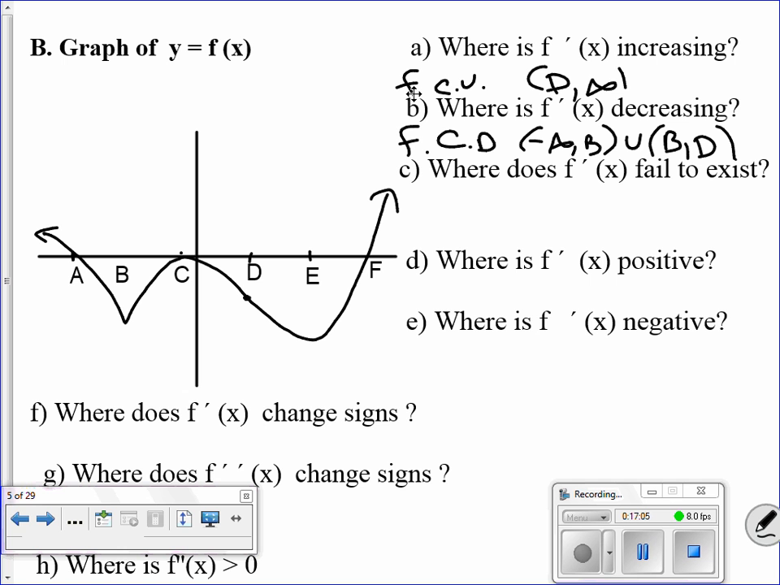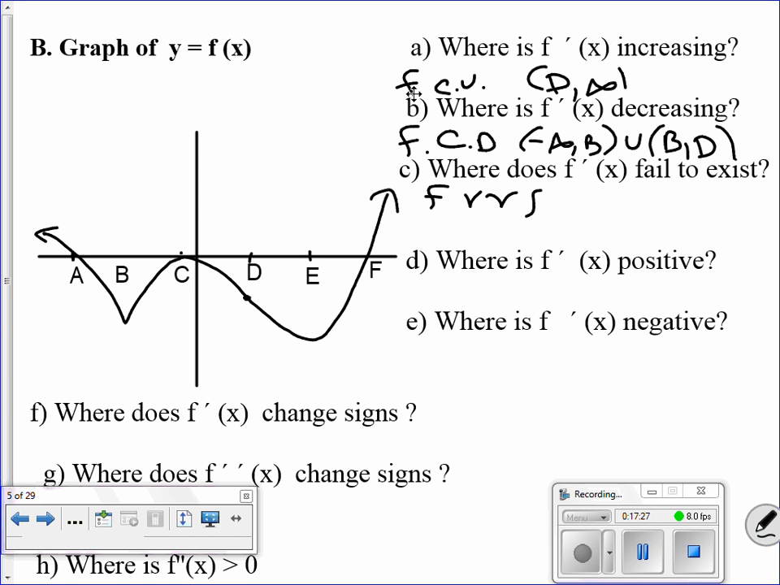Brian, do you want to answer this one? Okay, so it says, where does f prime fail to exist? Well, the derivative fails to exist when the function has a corner, cusp, or vertical tangent. So when f has a, I'm just going to draw a picture, corner, cusp, or vertical tangent.